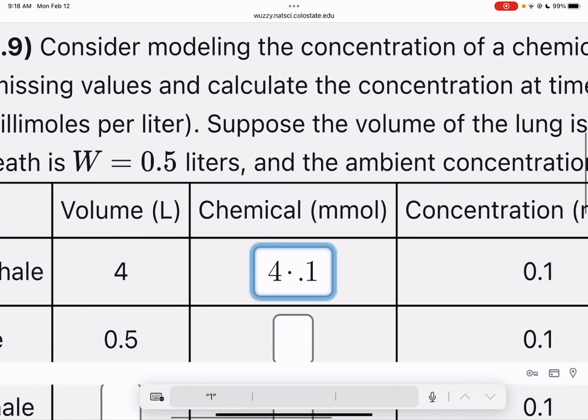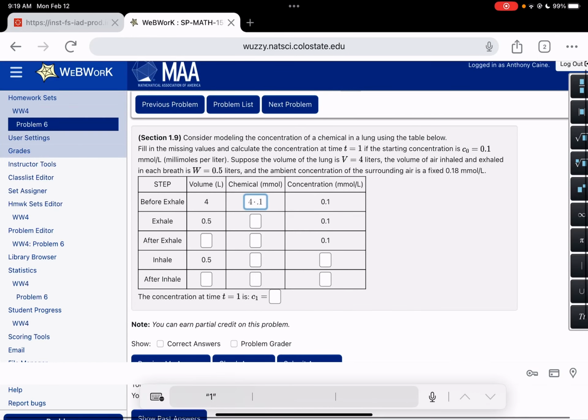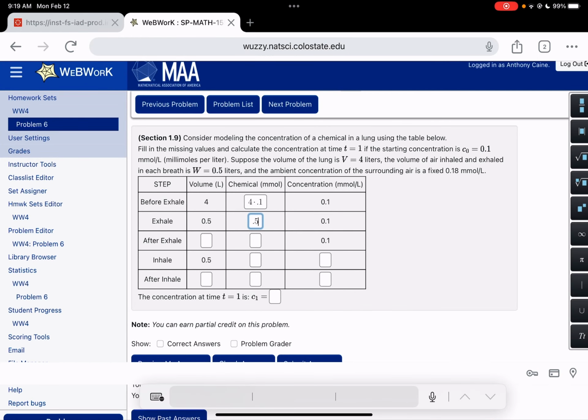So if I multiply the 4 and the 0.1, the liters cancel, I get units of millimoles. This is kind of trying to give you big hints and stare you in the face. You could run through all of this without knowing any of what's happening and just run with the units, and you'll essentially get the right answer.